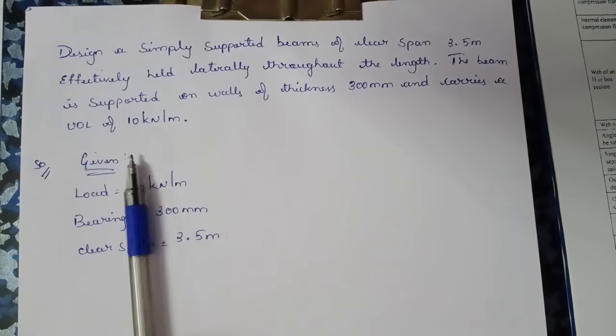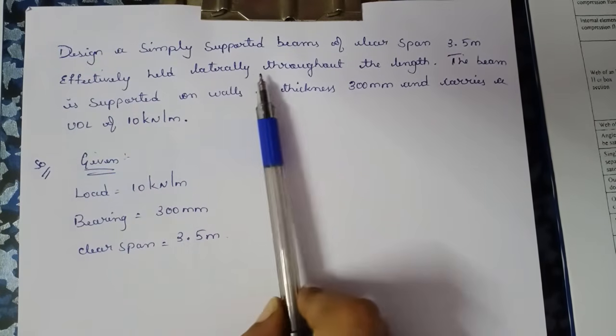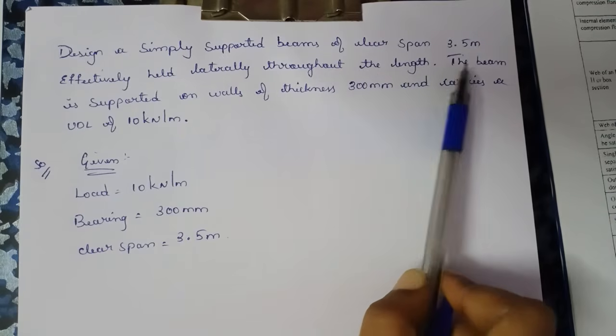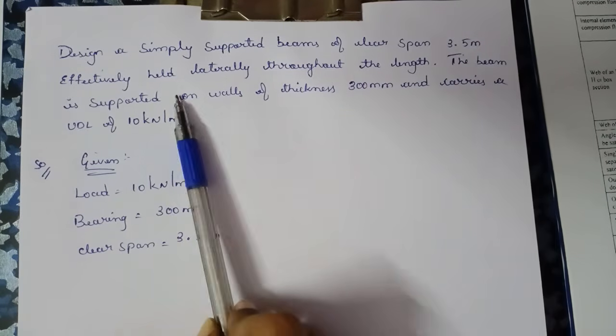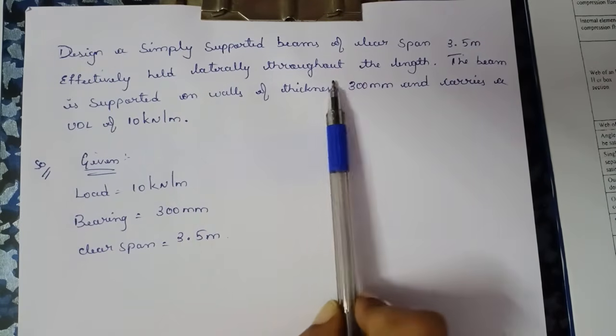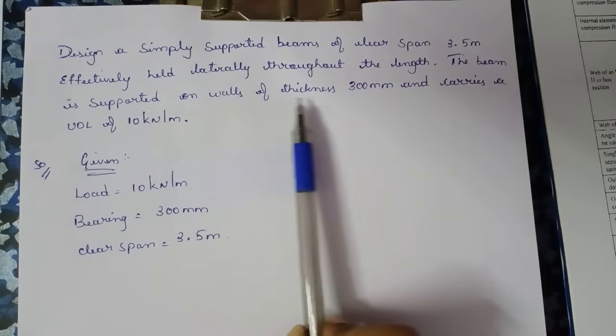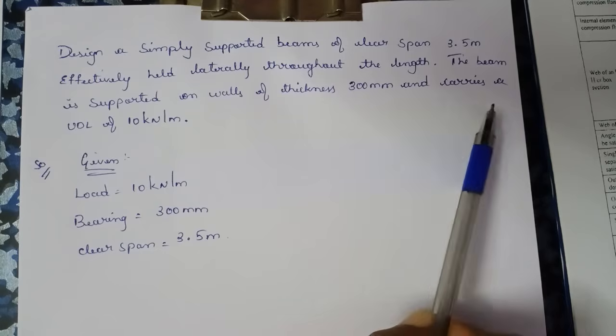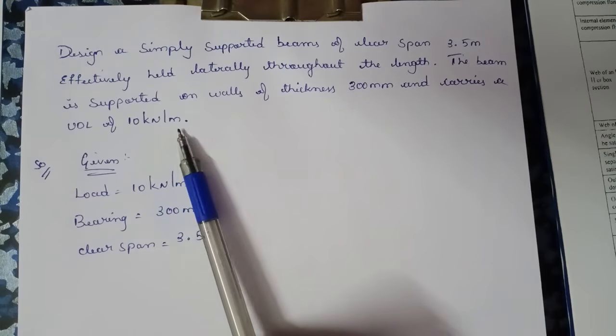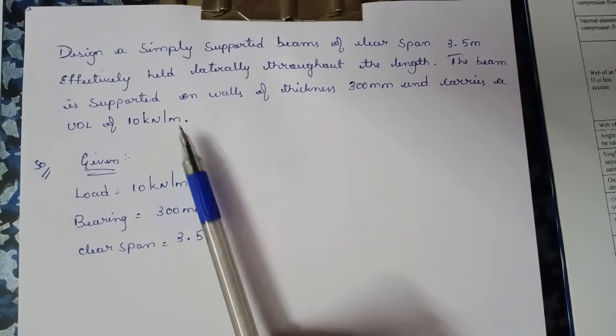Okay, here is the problem. Design a simply supported beam of clear span 3.5 meters effectively held laterally throughout the length. The beam is supported on walls of thickness 300 mm and carries a UDL of 10 kilonewton per meter.